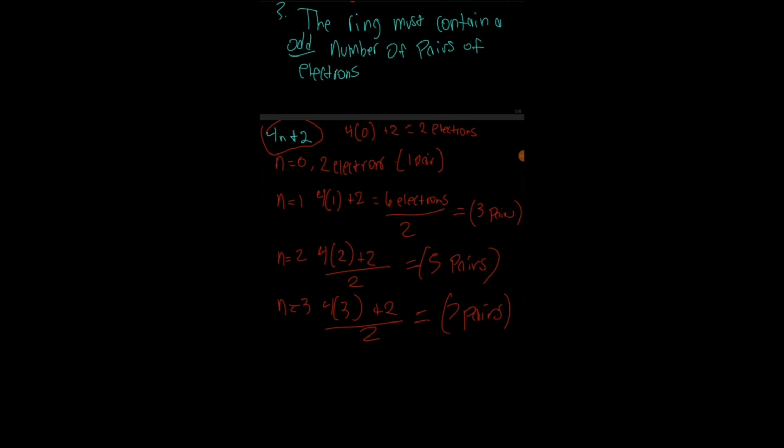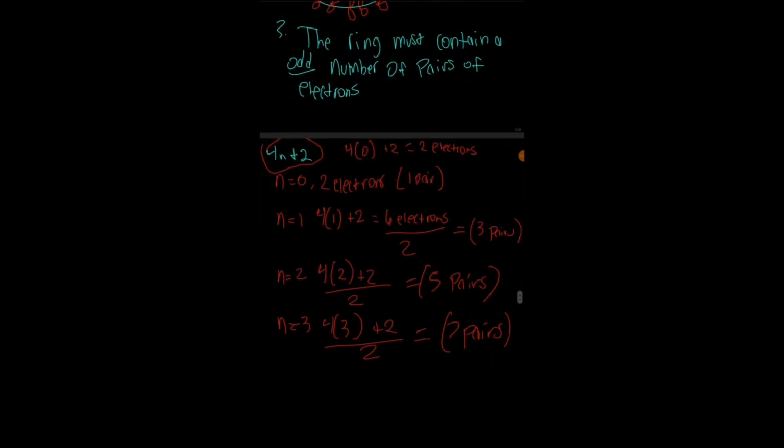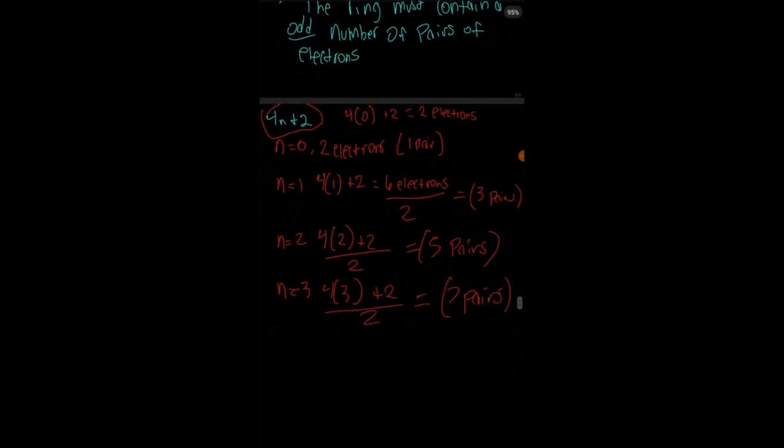We have 4n + 2. So I wrote this formula. This formula is the best for aromatic. It's also one of the few formulas in organic chemistry: 4n + 2. Simple algebra. It just helps you solve if you have an aromatic compound or not.